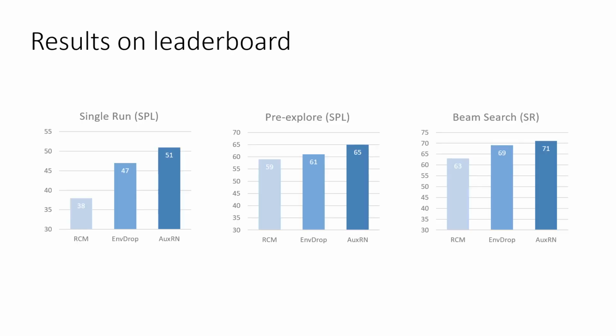Here we show the results on the leaderboard. We find that our method largely improves the performance over two previous works: RCM, a cross-modal reinforcement learning and imitation learning method, and environmental dropout, a data augmentation method based on back translation. We compare our results on three different setups, single run, pre-explore, and beam search, which clearly shows the benefit of applying our auxiliary tasks.